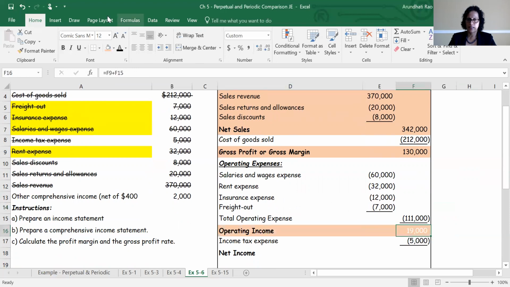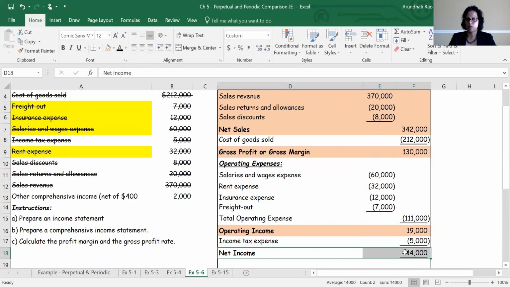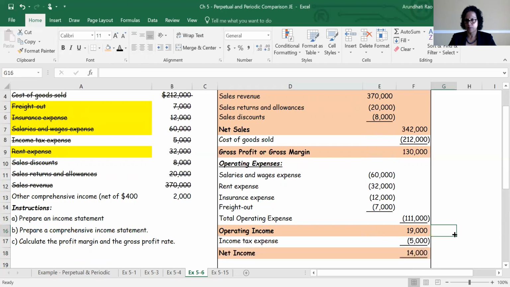So this is another subtotal I need to now calculate. And this is calculated as 130 minus 111. That gives me $19,000. That's my operating income. On this $19,000, I pay taxes. My income tax expense is $5,000. That finally gives me my net income of $14,000. So this is the last number that I need to calculate over here in the income statement.